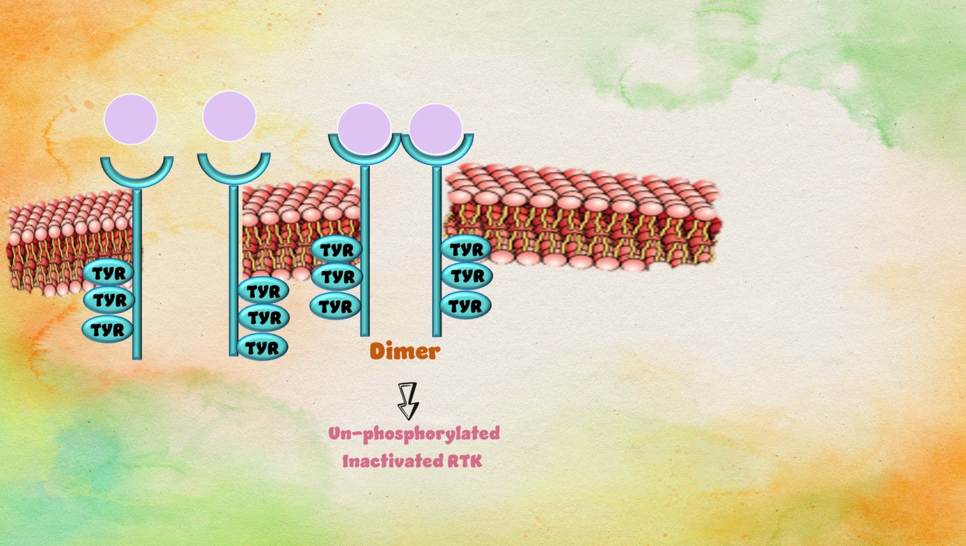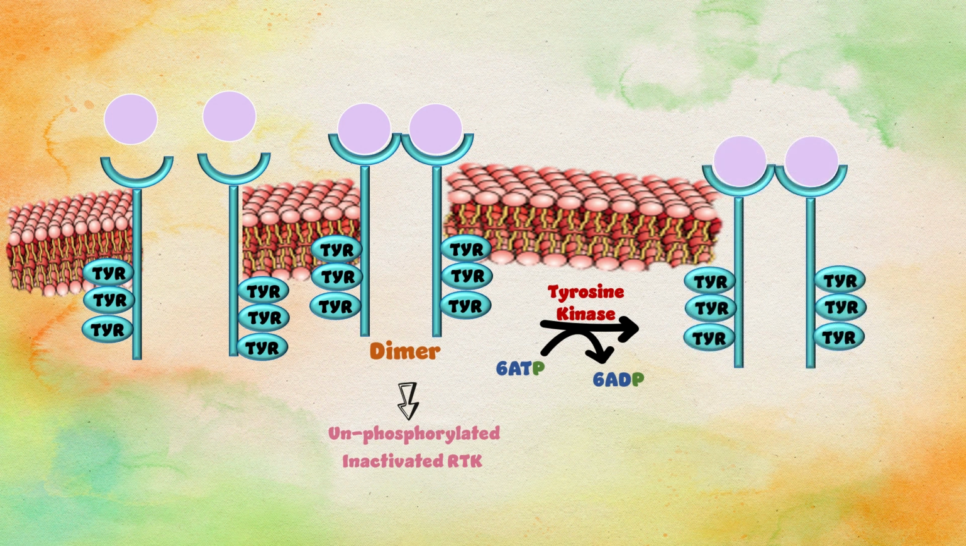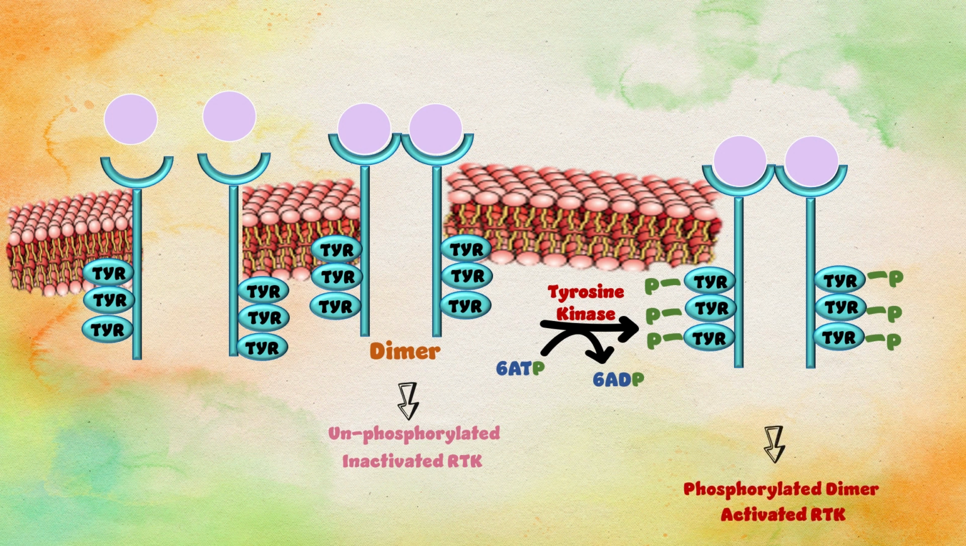ATP converts to ADP by transferring a phosphate group in the presence of tyrosine kinase. This is called a phosphorylated dimer and activated receptor tyrosine kinase. Inside the cell, there are inactivated relay proteins. Relay proteins get activated by the activated receptor tyrosine kinase. It leads to a cellular response. This is how receptor tyrosine kinase gets activated by kinase enzyme.